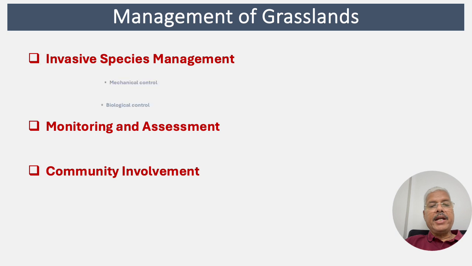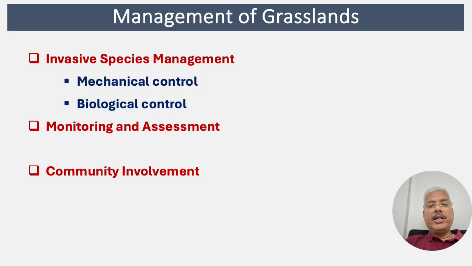Then monitoring and assessment. Monitoring grassland ecosystems can help to identify changes in plant diversity, soil health, and water quality. Using monitoring data to adjust management practices can help to ensure that grasslands are managed in a sustainable and resilient manner.